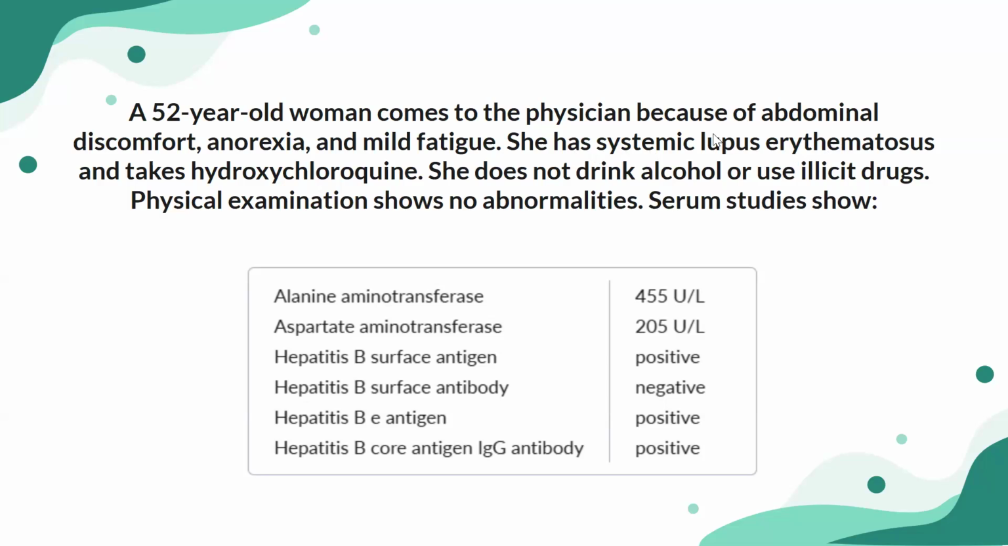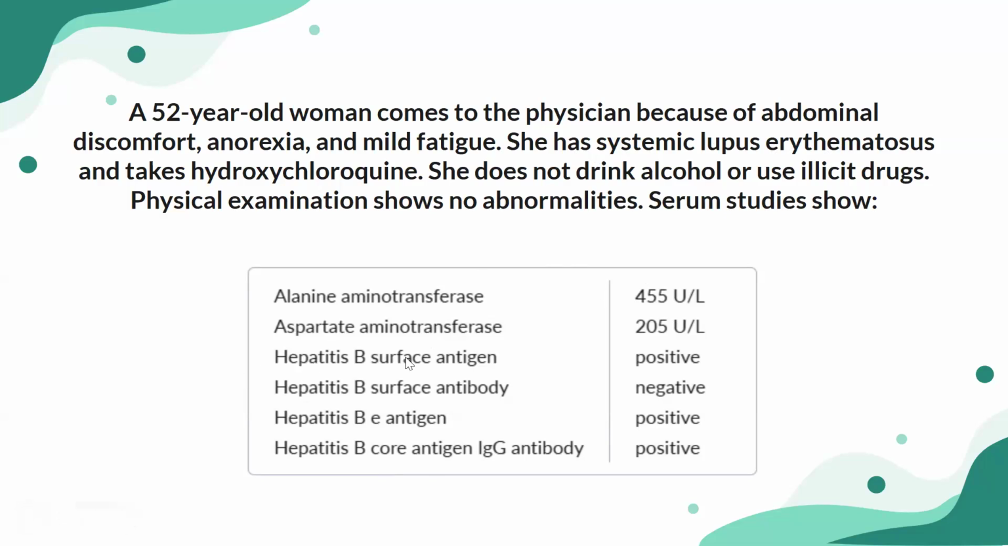So SLE, and then we know that there's some sort of a hepatitis B thing going on. We'll come back to this later. She does not drink alcohol or use illicit drugs. Physical examination shows no abnormalities. Serum studies show the following. Her ALT is quite elevated, and her AST is quite elevated too. Both of them are supposed to be close to like 50 to 100, roughly. From what I remember, both of these are quite elevated. So we know that there's some sort of a liver pathology going on, right? If the ALT and AST are elevated.